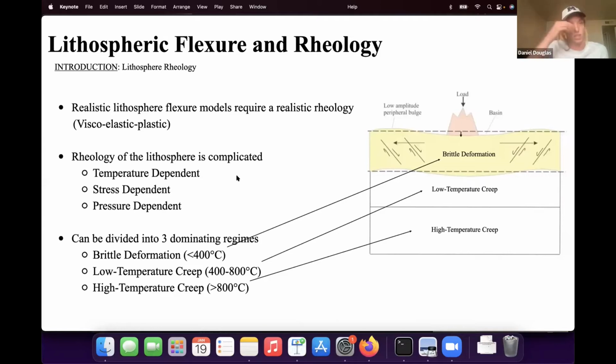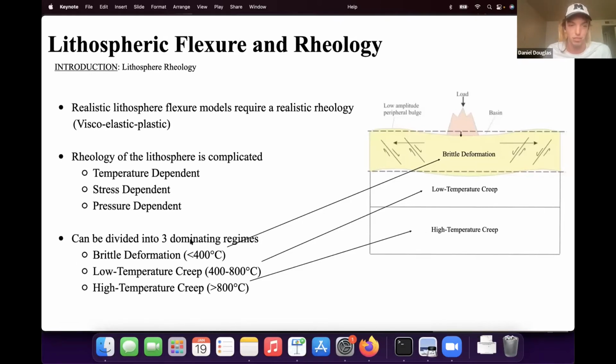And so for the models I'm going to show you later, we use the viscoelastic plastic rheology, which has all of these intricate complications of temperature dependence and stress dependence and pressure dependence, etc. But the regimes of lithosphere rheology can be divided into three dominating areas, which is brittle deformation in the shallowest parts of the lithosphere. Then you have low temperature ductile creep at mid depths, and then high temperature ductile creep at larger depths.